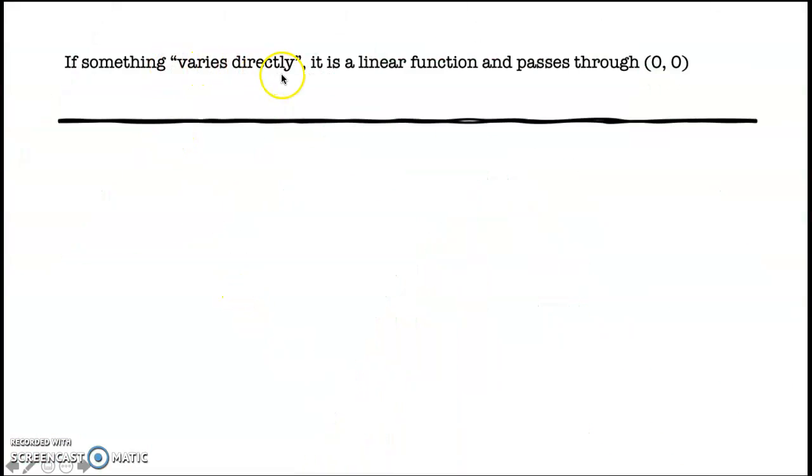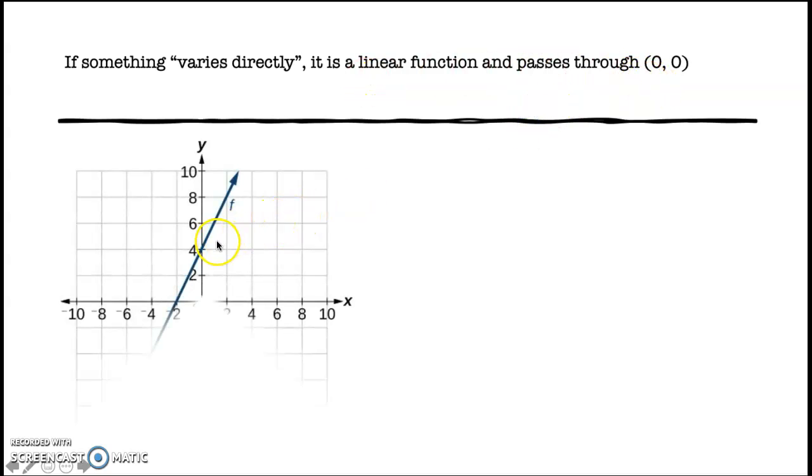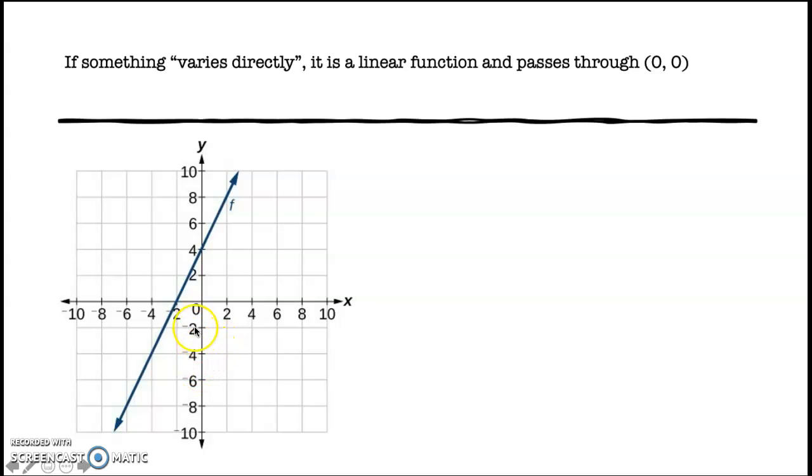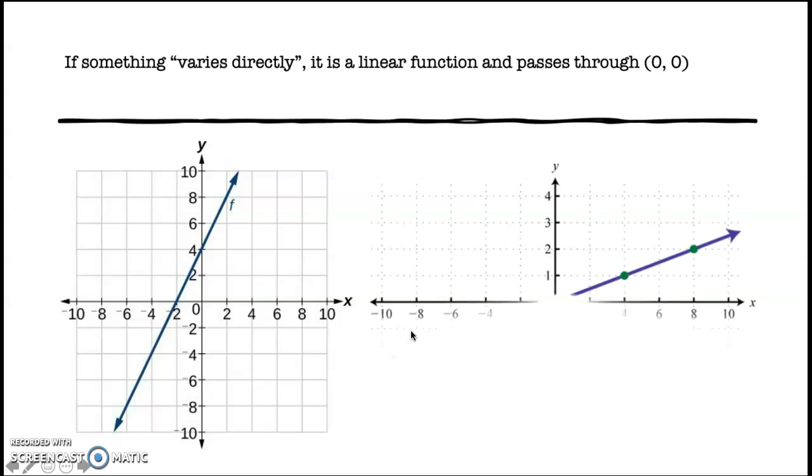Now, if something varies directly, it is a linear function and passes through 0, 0. So right here, we're given a graph. Our x-intercept, or our 0, is at -2, and our y-intercept is at 4. Is that what it said here? No, our x-intercept and our y-intercept should both go through the origin, or 0, 0. This doesn't happen that way, so this would not be direct variation. It is not proportional.